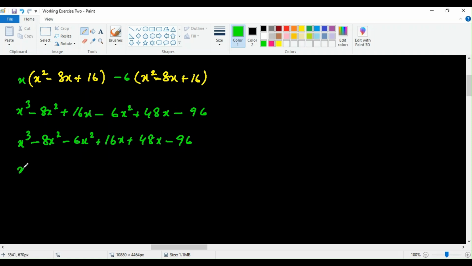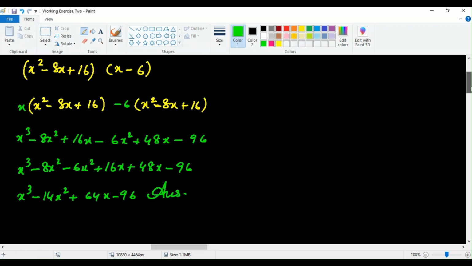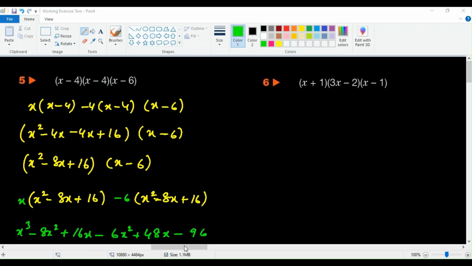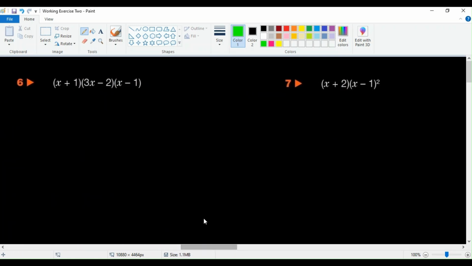So finally, your answer should have minus 14x squared, and 48 and 16 is going to give us 64x minus 96 as the final answer for this question. Moving on to question number 6. Question number 6 is going to take us somewhere here like this.